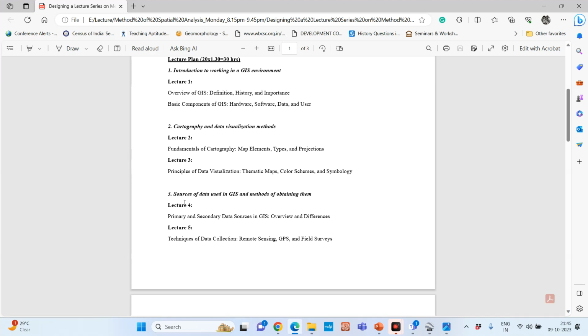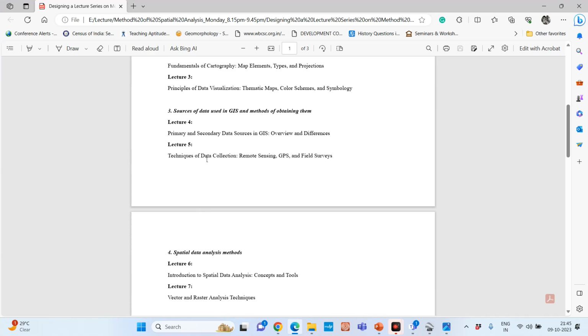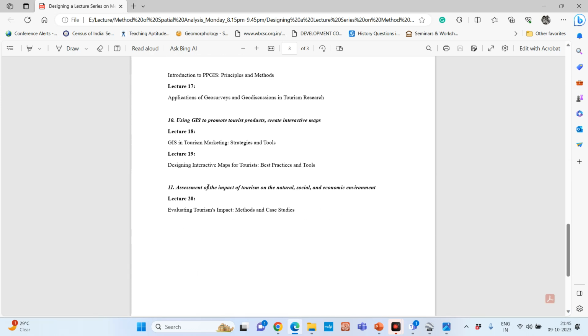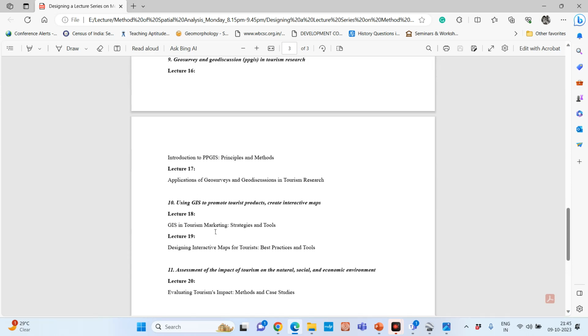In the third class I will show you the sources of different data: primary data, secondary data, and how you put them into the techniques of data collection. So remote sensing data, GPS data, GIS data, like this. Likewise I divide my entire lecture into 15 lectures and I will cover the entire theoretical part, and GIS in tourism marketing I will also teach you. If possible, in practical sessions we will give some demonstration of tourism marketing using GIS.